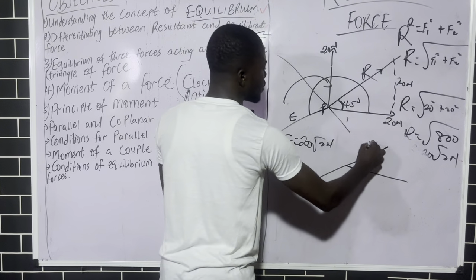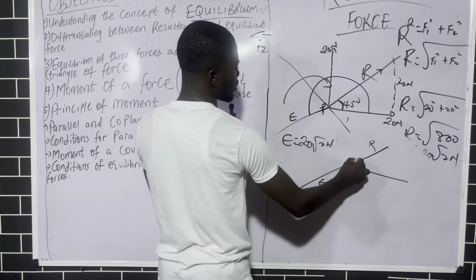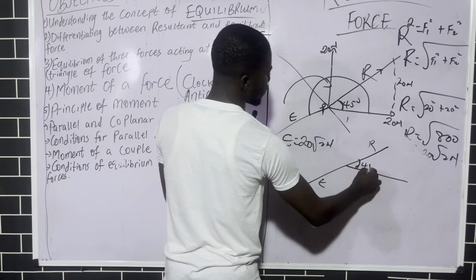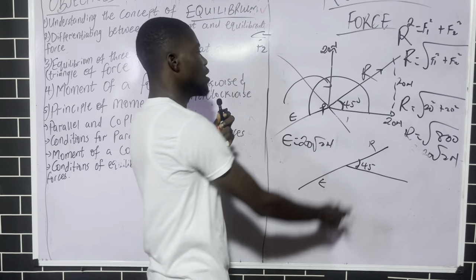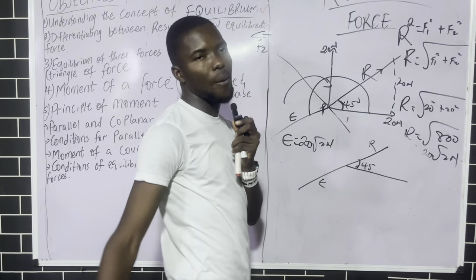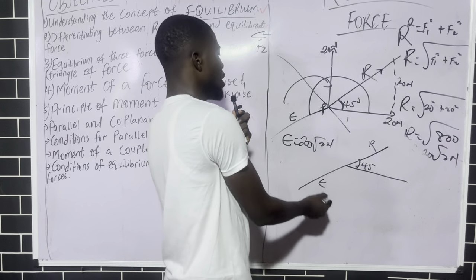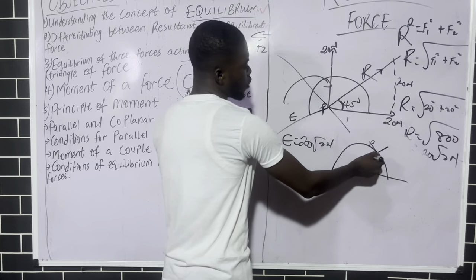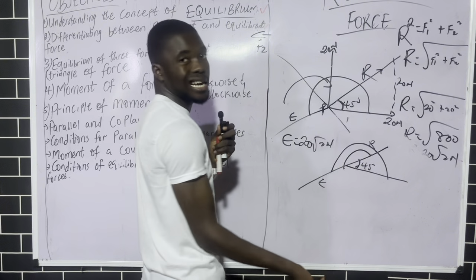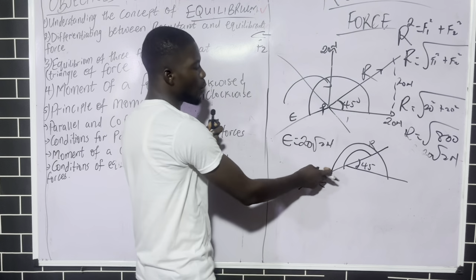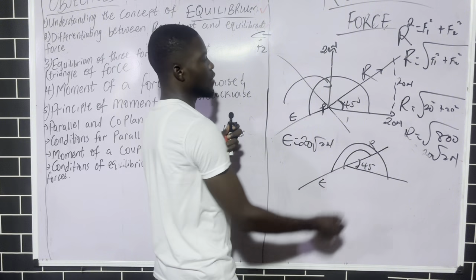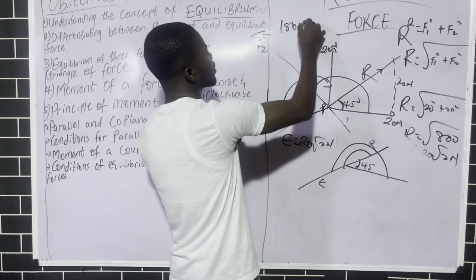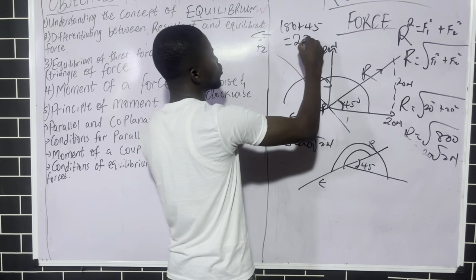This is R. This is E. This is 45 degrees. This 45 degrees is actually our angle for the resultant, but we're looking for the angle for equilibrium. So it will be from here down to here. From here to here is a straight line. Angle on a straight line is 180. Here to here is 45. So 180 plus 45 gives us 225 degrees.